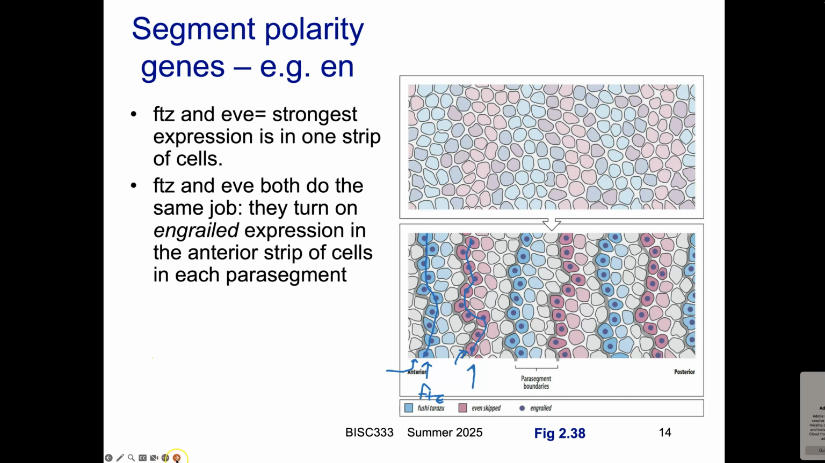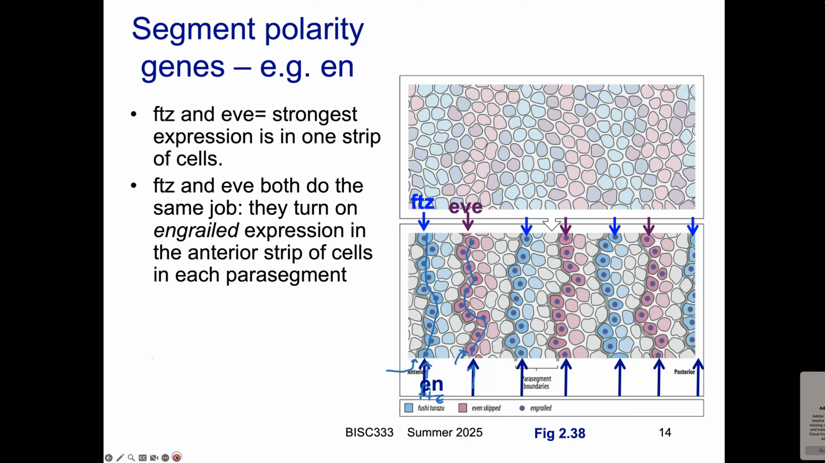But that's true for a lot of parts of development, that there are these weird things. Like the mother provides hunchback, and then part of the job of nanos, the only job really that nanos has, is to shut off hunchback in the posterior end of the embryo. So there's these funny little extra complicated ways of doing things. That's what makes it fun. Okay.